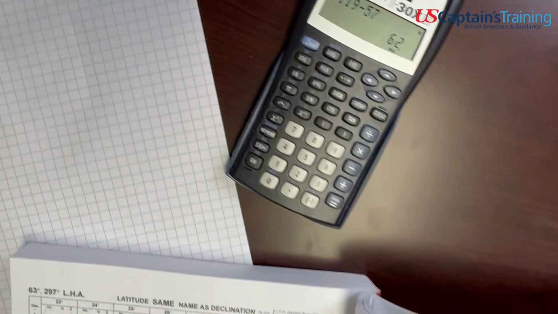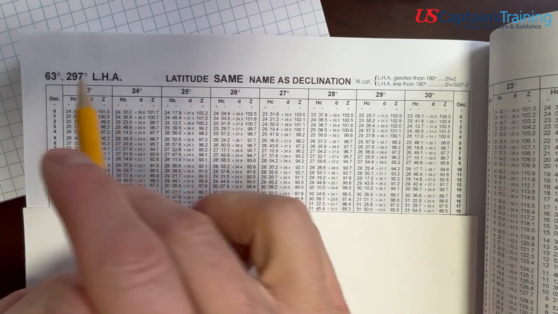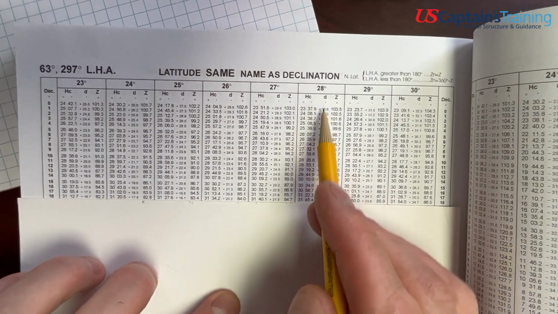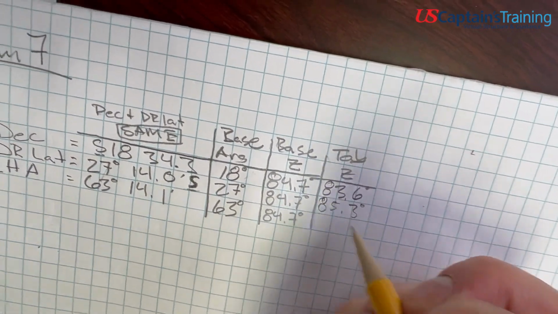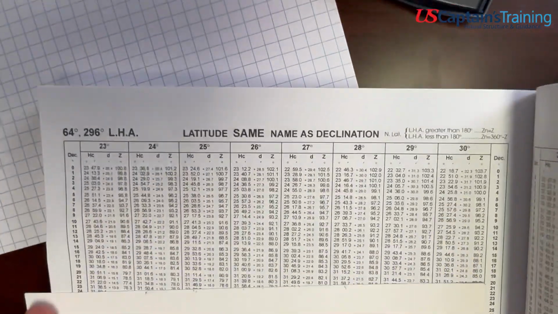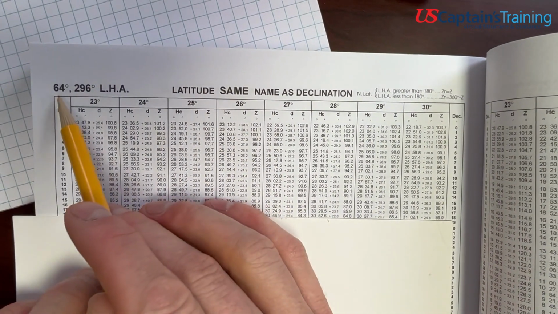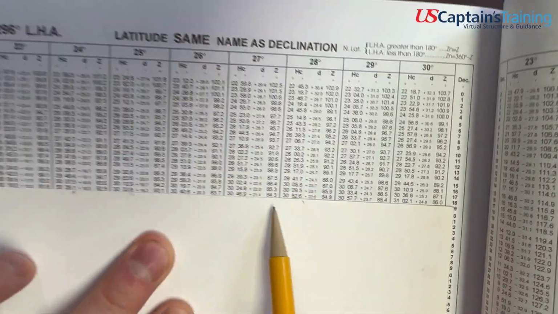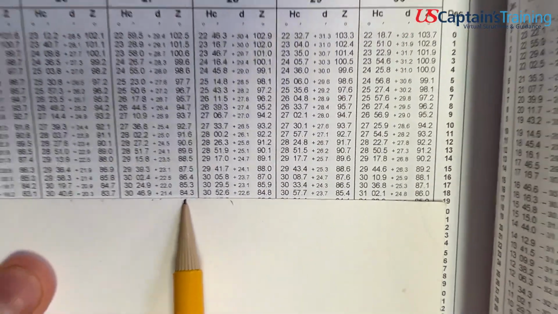Make sure you get back to the 18 line. There we are. And now we're at 63, 28, and we come down here, 85.3. 85.3. And now we bump up the LHA by 1, which means we'll have to turn a page to get to 64. And we're still at 18. So now we're at 64, 27 in the Z column down to 18 declination, and 84.3. 84.3.